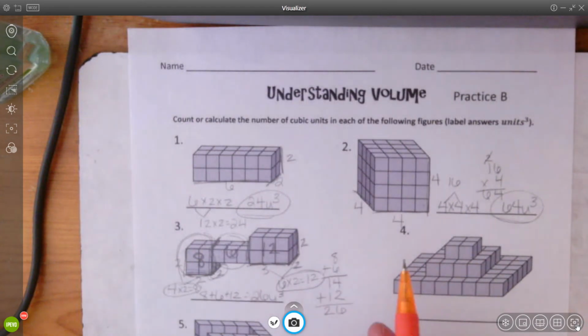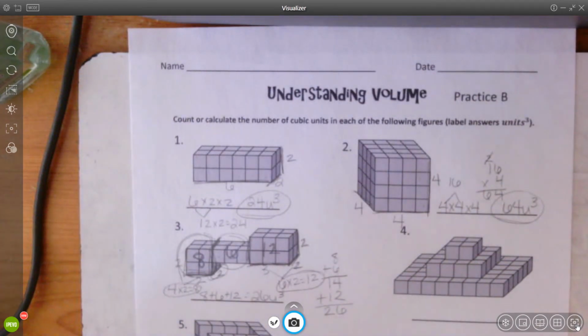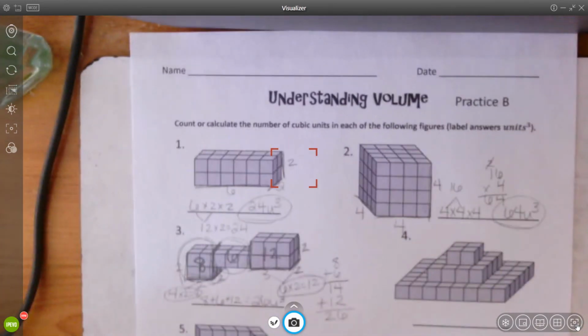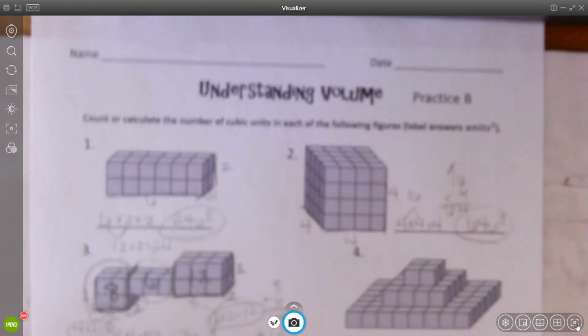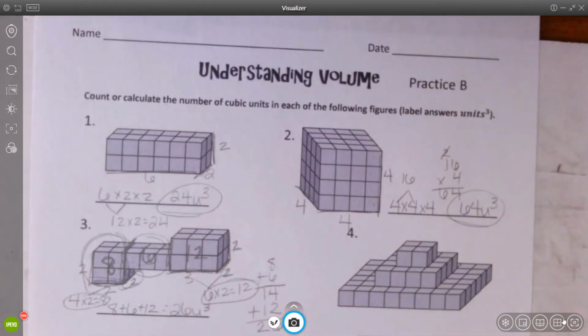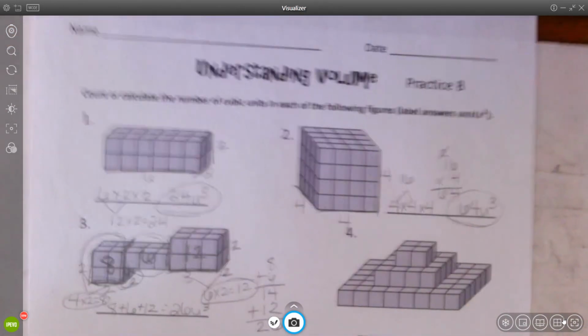Sorry, this is a little blurry. I'm not sure what's going on. I don't know if it's the lighting or if I need to get it closer. I just really want you guys to be able to see. That's a little bit better. There we go. Okay.